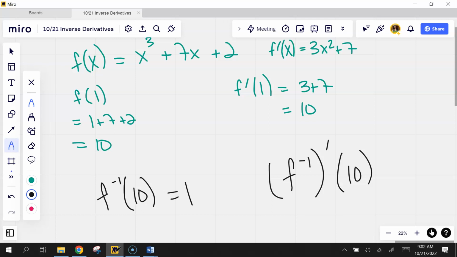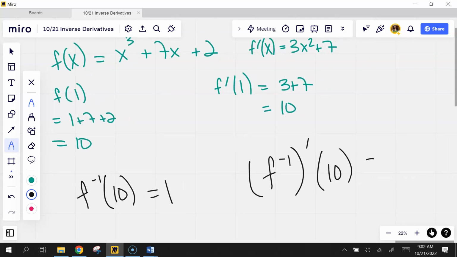What do you do? What did we do? Go back to your little, say it again. One over the normal derivative. That's exactly right. So it's actually 1/10. We're flipping this one. Let me do a better one.